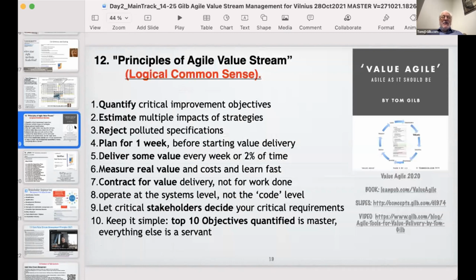So winding down, I wrote 12 principles. Now, looking at my timing and looking at the principles and knowing I should probably use a whole hour to explain them, I won't go into detail. But we can start with this idea that the critical improvement objectives must be quantified, and continue with the idea that the strategies, also known as architecture design, must be estimated for its multiple impacts. And then if you have bad specifications like at Intel with 10 defects per page, you need to reject them or not exit them, have a discipline in quality.